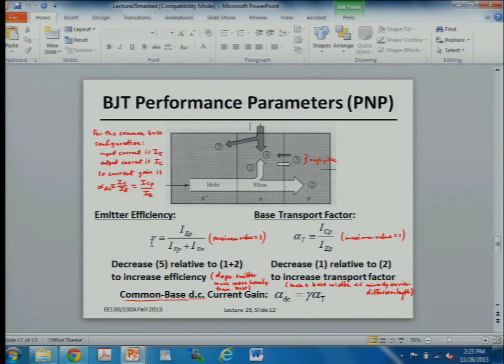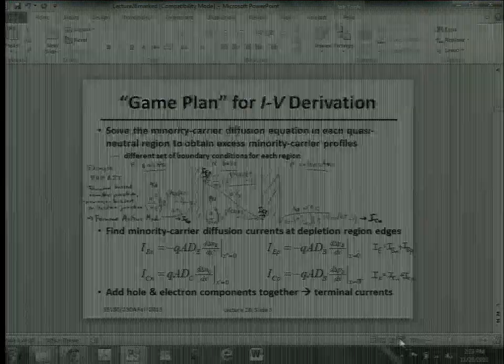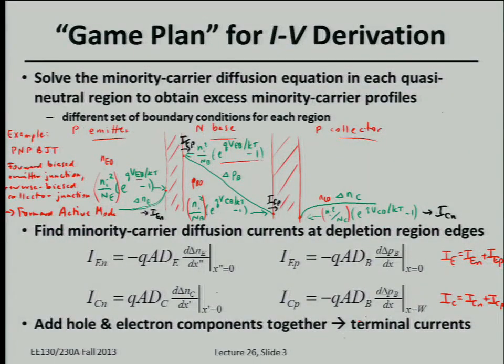The base transport factor is how much of the current due to minority carrier injection into the base makes it to the collector. How many of them are actually transported to the collector? So it's ICP: how many holes actually are collected by the collector compared to how many holes were injected by the emitter. I'm pointing this out because later we see these long equations and you might lose track of what we're doing here.